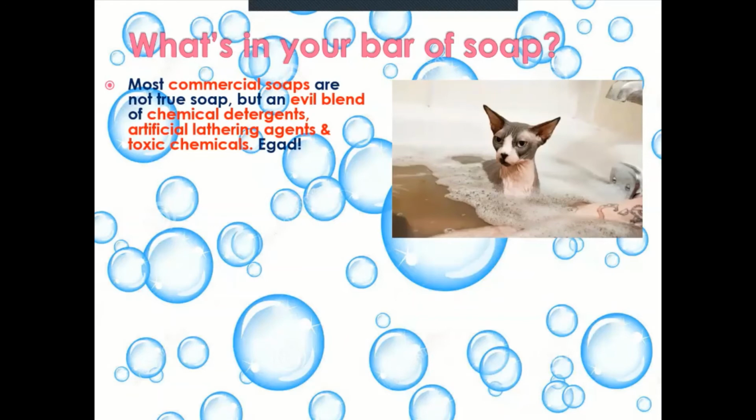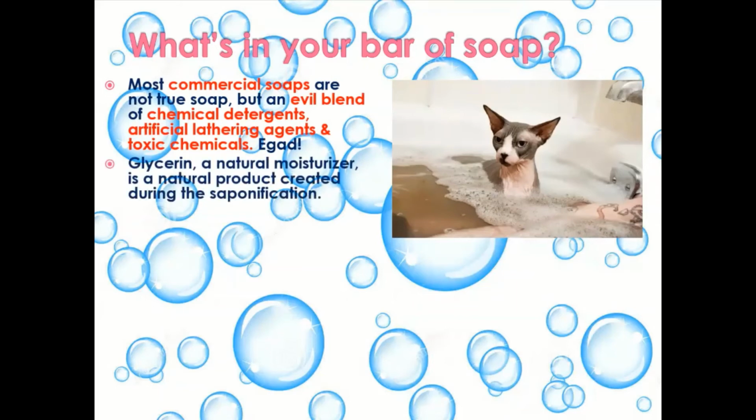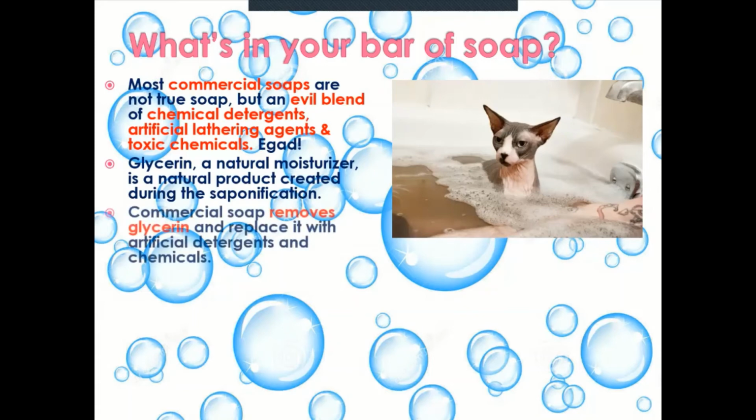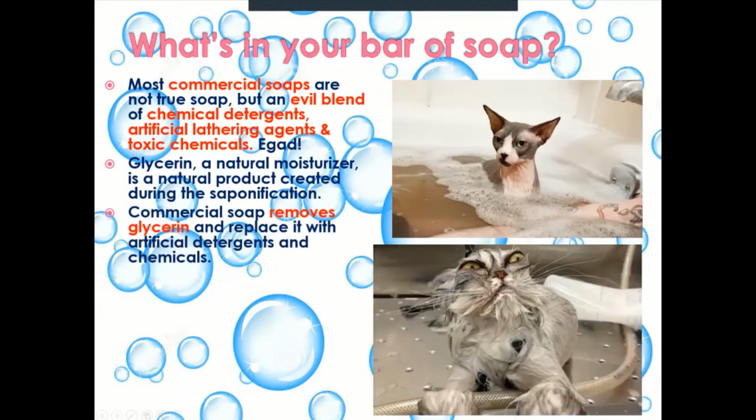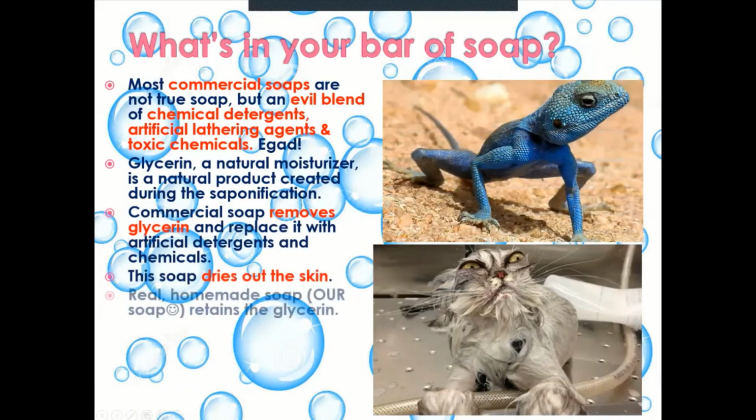So most of the commercial soap that many of you are using is not actually true soap. It's actually an evil blend of chemical detergents, artificial lathering agents, and toxic chemicals. I know, right? So glycerin, which is a natural moisturizer and would still be in our soap because we don't take it out, well, they actually remove it and then sell it separate so they can make extra money. And they remove it and then replace it with artificial detergents and chemicals, and it dries out your skin. Our soap retains the glycerin.